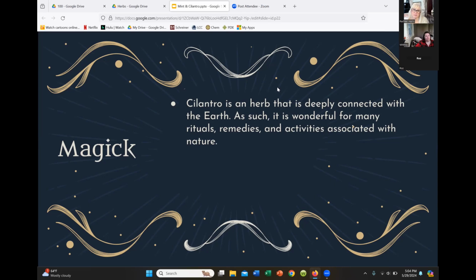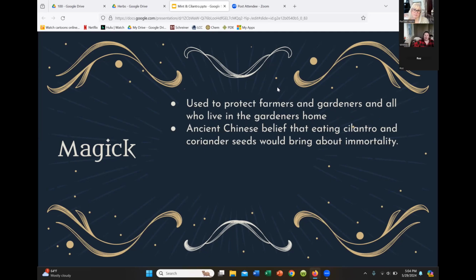I also would associate it with, I mean, I could see earth. I could also see air because it's such an aromatic. Earth magic, maybe. It was used to protect farmers and gardeners and everybody who lives in the gardener's home. So if you grow cilantro and you keep cilantro in your garden, then it's believed that everybody who lives in the home with you is going to be protected. So cilantro is very protective.